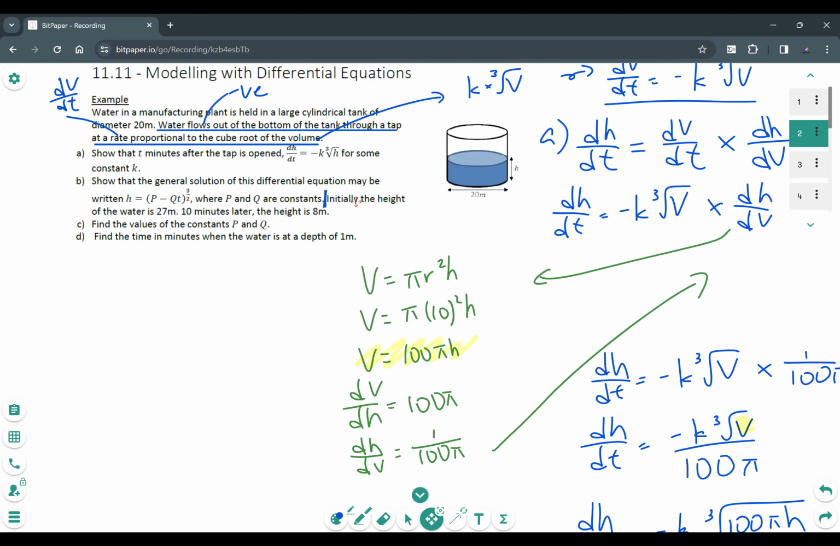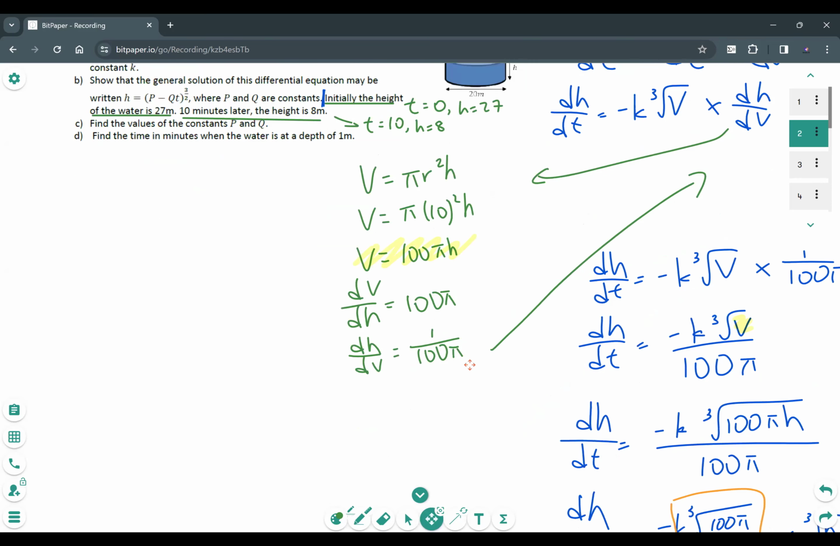Next one. Initially, the height of the water is 27 meters. By now, you smarties should know, what does this line here mean? Yes, it's the boundary condition. When t is 0, h is 27. What else? 10 minutes later, the height is 8. When t equals 10, h is 8. So we can use this to find the values of the constants p and q, so we can substitute in there to work it out.